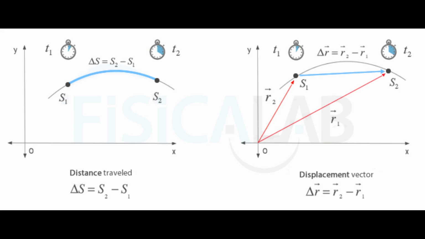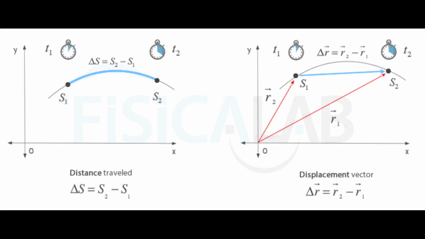So, the first question was, what is the difference between displacement and distance? Very good question. Here you'll see it very scientifically explained. Distance traveled, which is scalar, and displacement, which is vector. This is a two-dimensional picture.